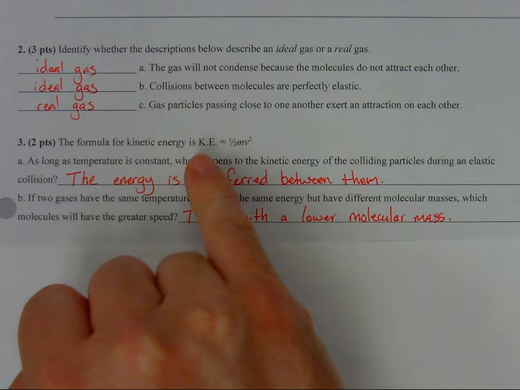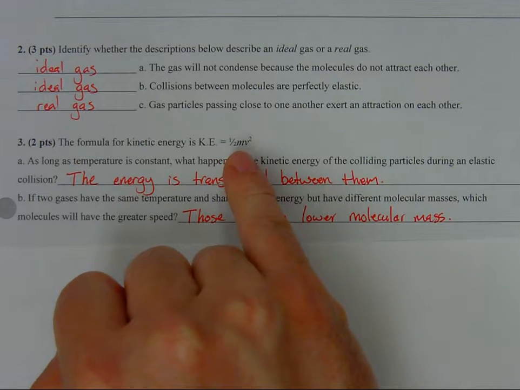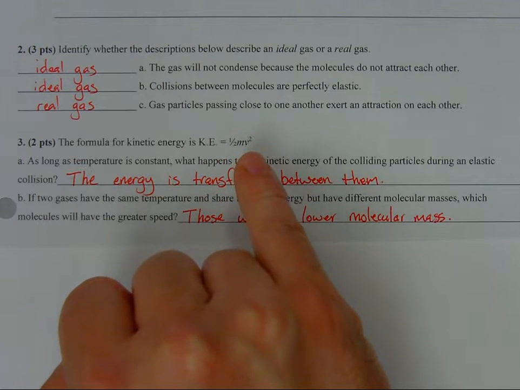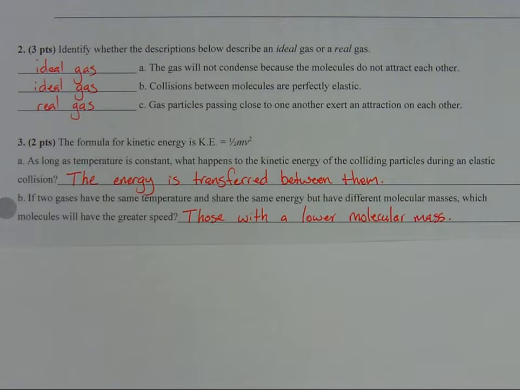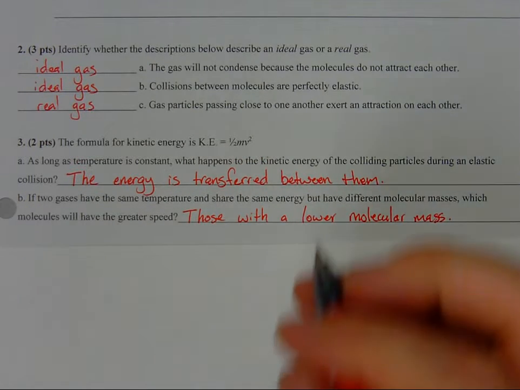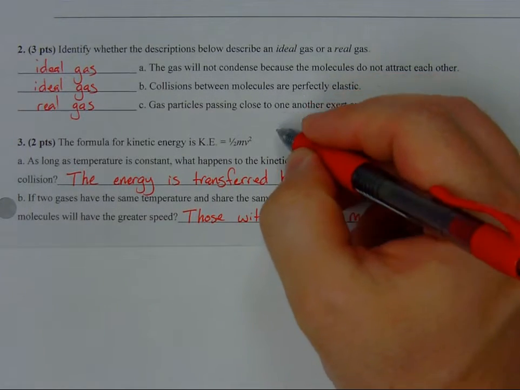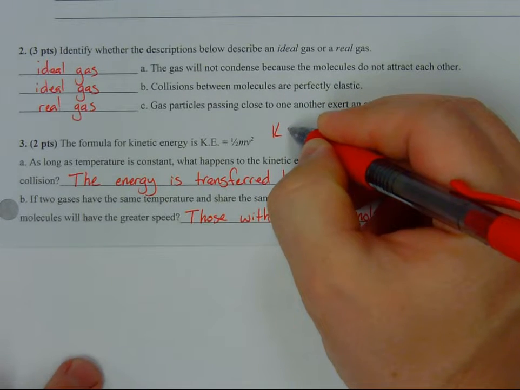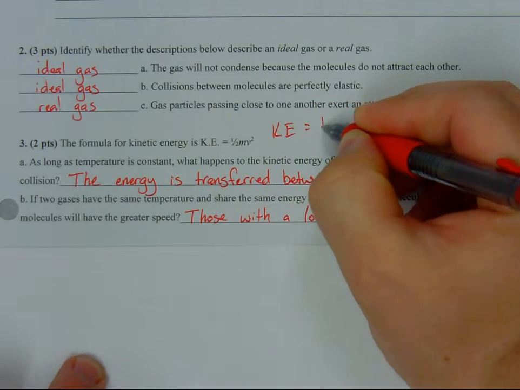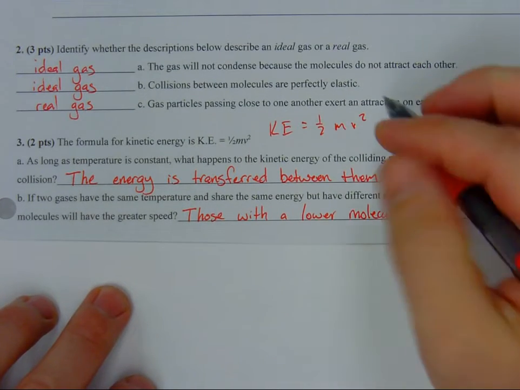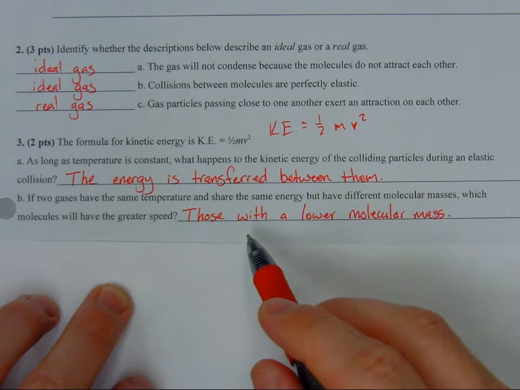So if kinetic energy is always the same, but one gas has a very large m value and the other has a very small m value, the one that is going to result in the larger v must have the smaller m. I know one professor that I had was very fond of writing things in this way. Let's say kinetic energy equals 1/2 mv squared. And he would represent the hypothetical situation of this problem.